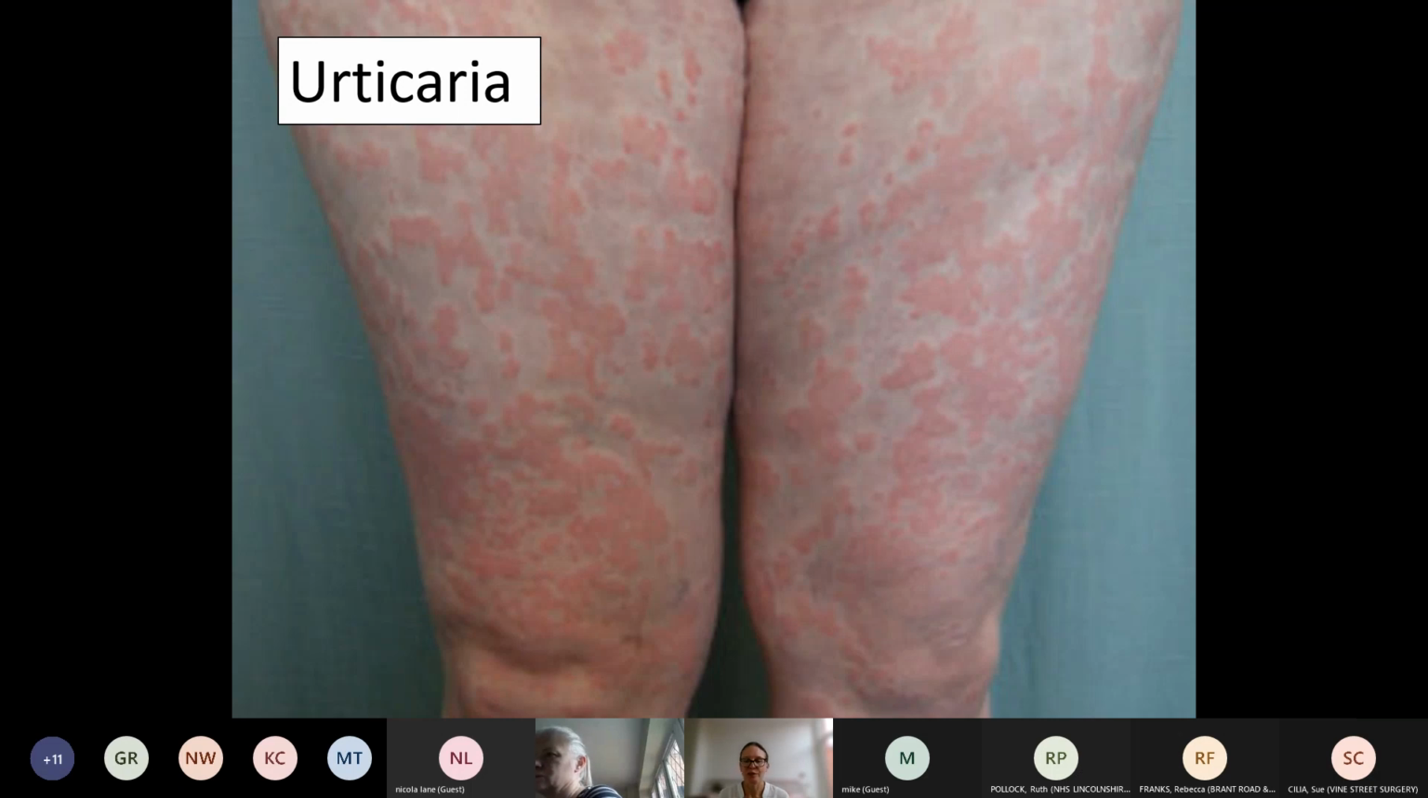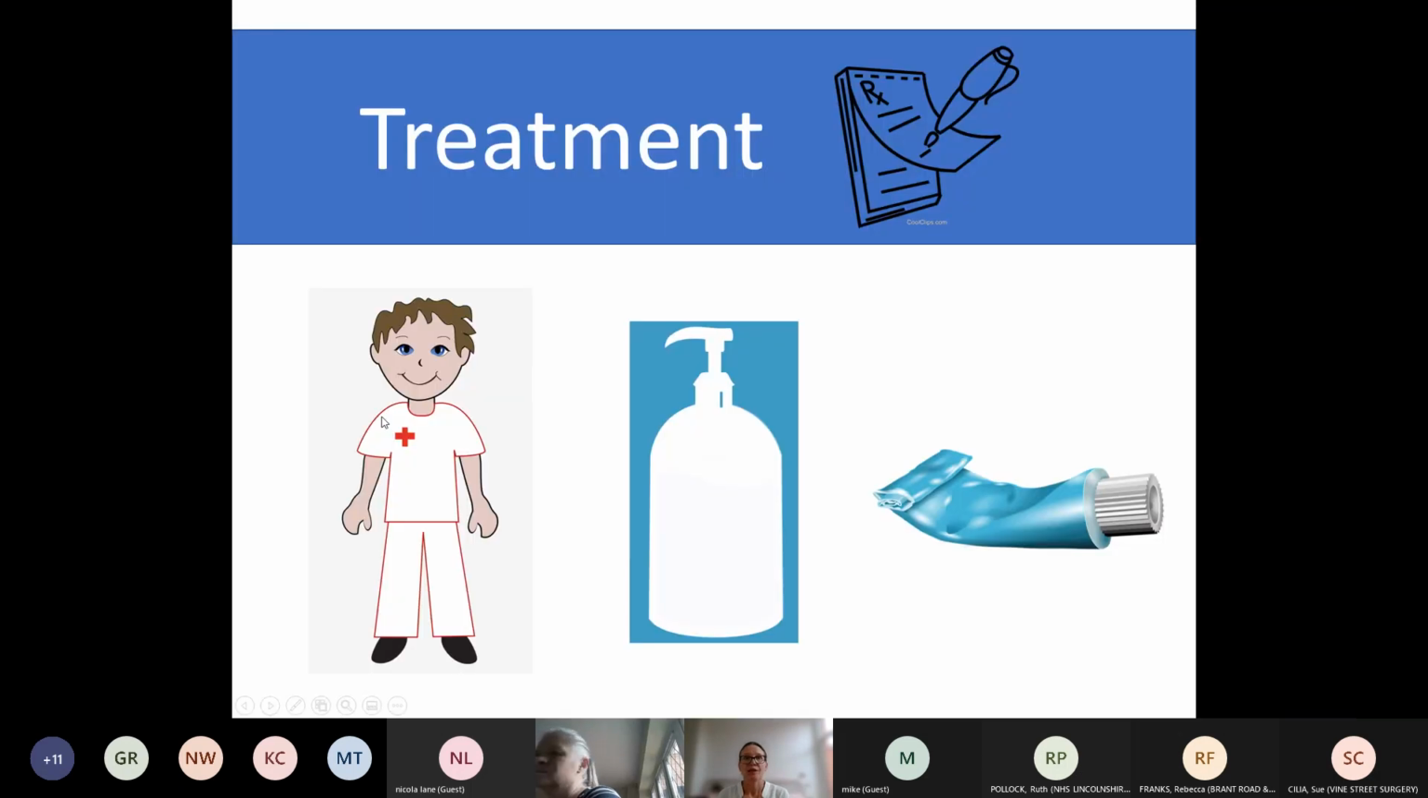So that's another place that pictures are really useful. The important things in urticaria are that the skin surface is normal, the patches come and go, and wheals look like nettle stings. So how do we treat urticaria?